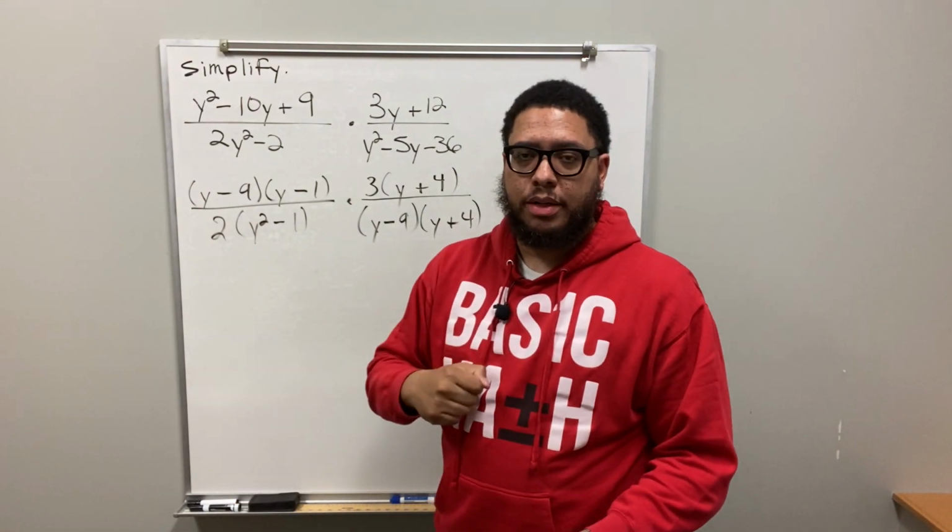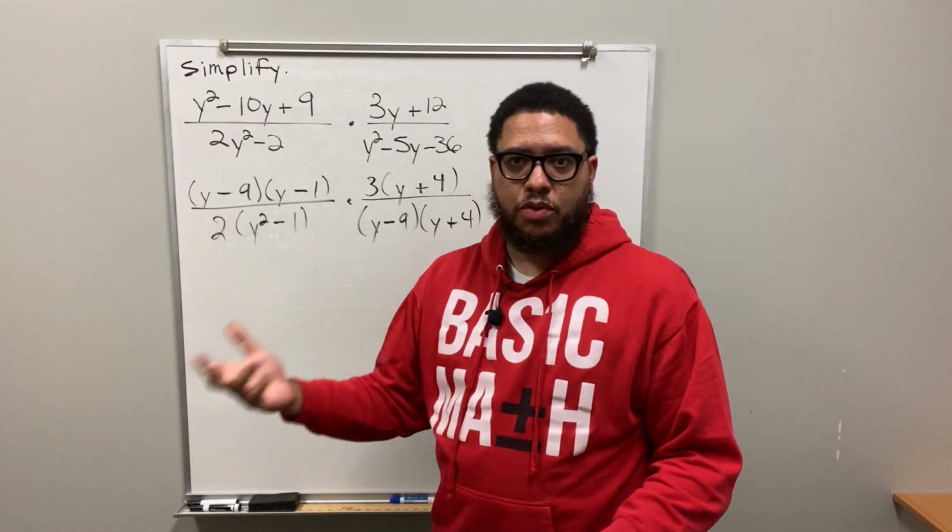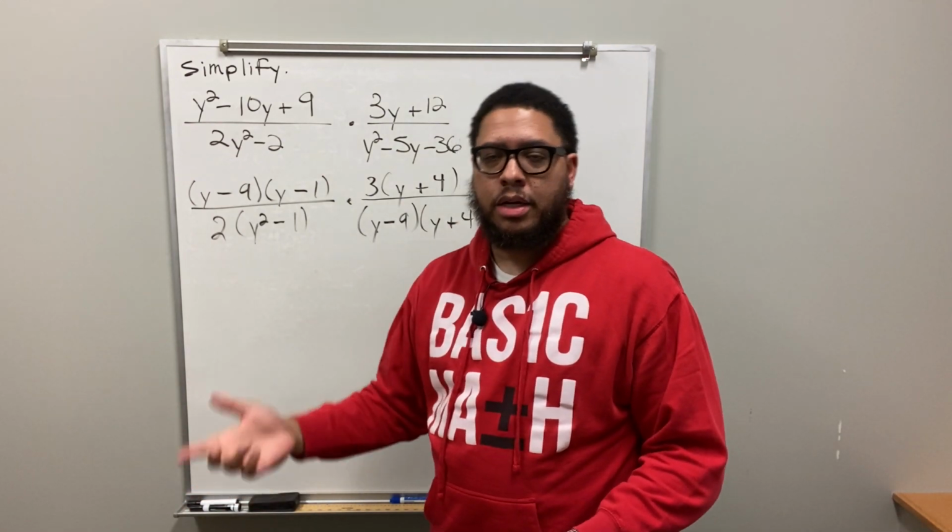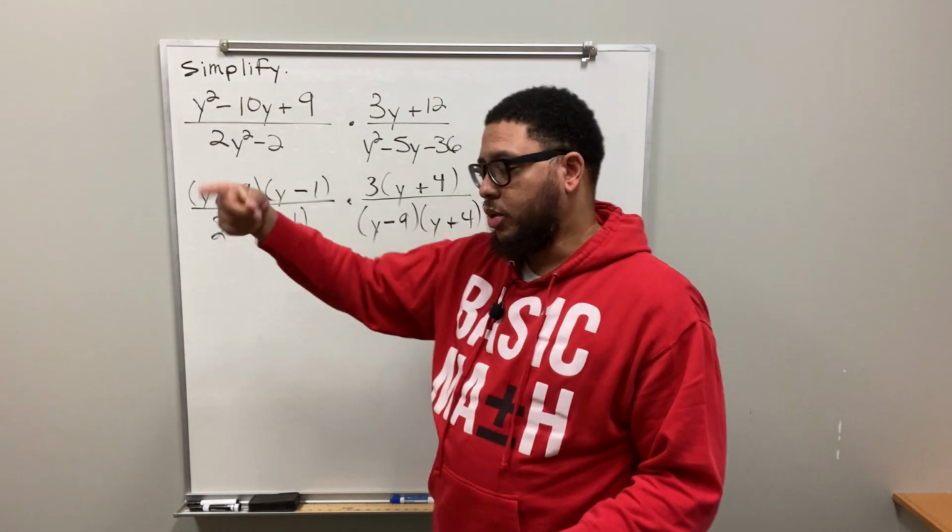9 is a perfect square. 16 is a perfect square because 4 times 4 equals 16. 3 times 3 equals 9. 2 times 2 equals 4. And the list goes on and on.